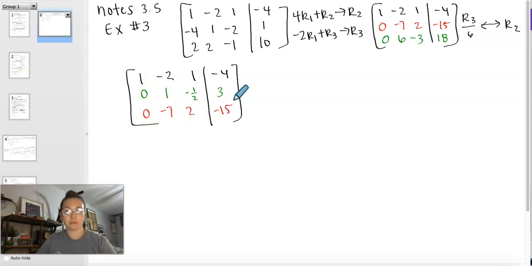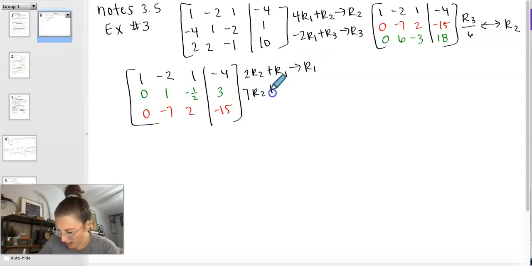Perfect. All right, so again, I have my 1 in position. We manipulate the 1 to get rid of these, or to get these to be 0. So I need this 1 to become a 2 to get rid of that one, and I need this 1 to become a 7 to get rid of that one. So next move is I'm going to do 2 times row 2, add it to row 1, replace row 1. And then for this guy, 7 times row 2, add it to row 3, replace row 3.